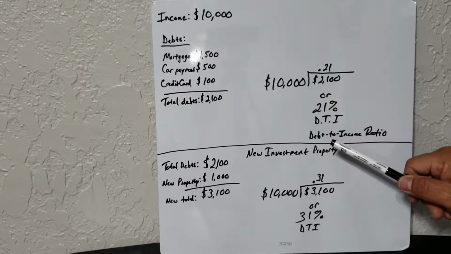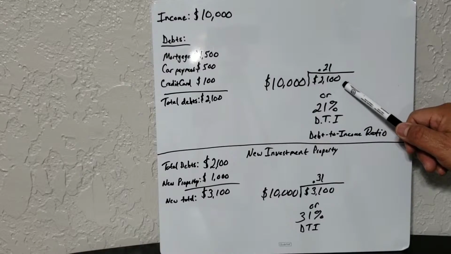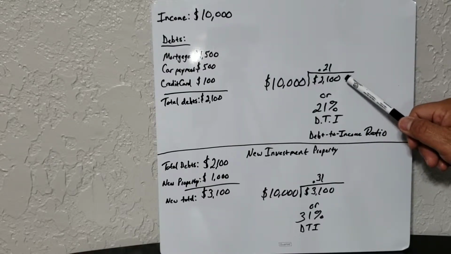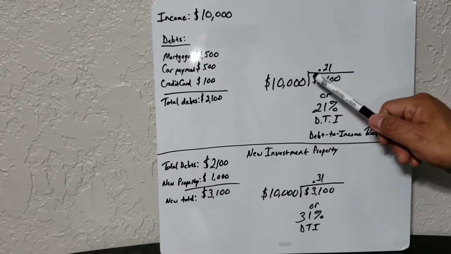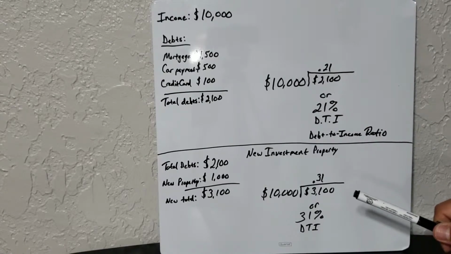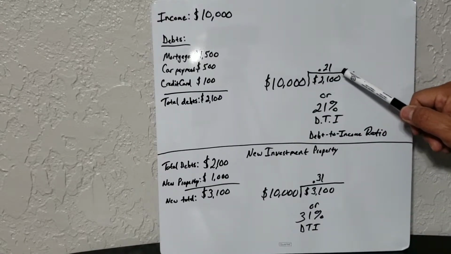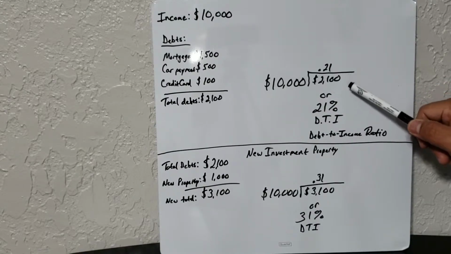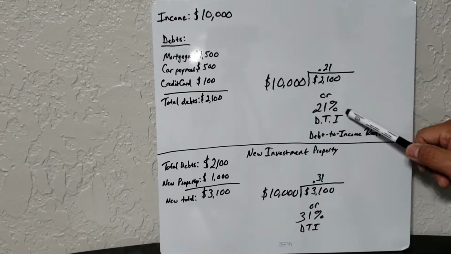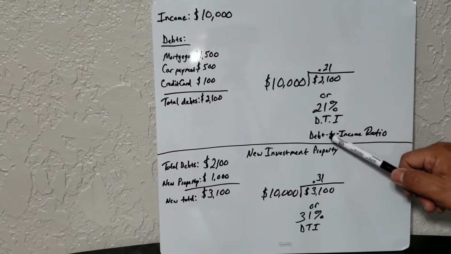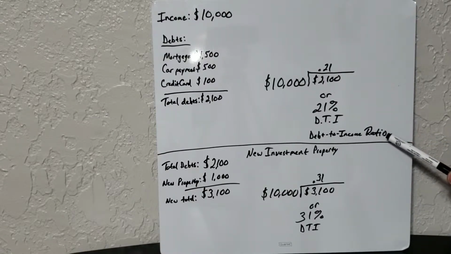So now you have to take that $2,100, which is your monthly financial obligations, and you divide it by your monthly income. When you do that division, you end up with 0.21. That translates into a 21% DTI, debt-to-income ratio.